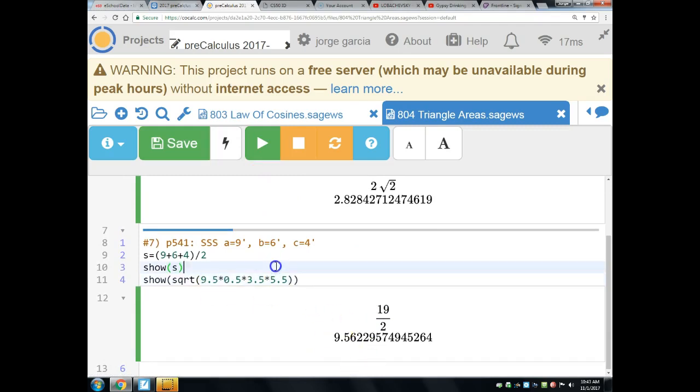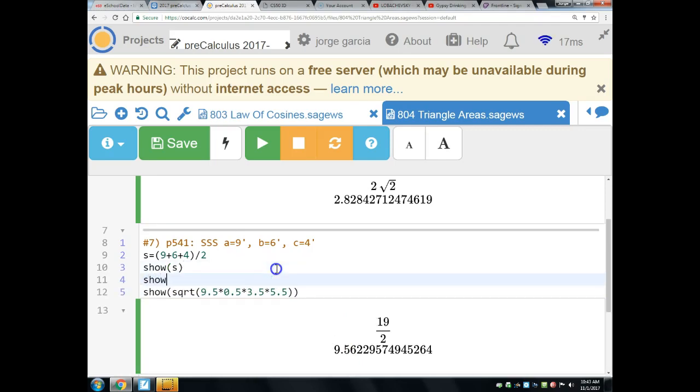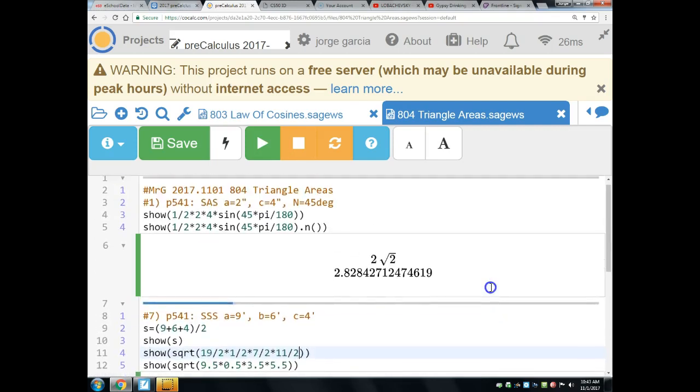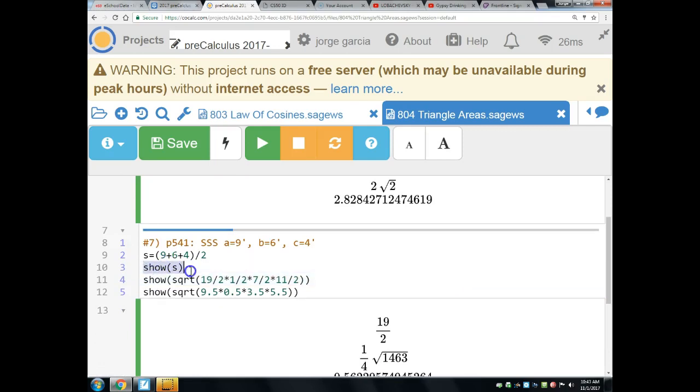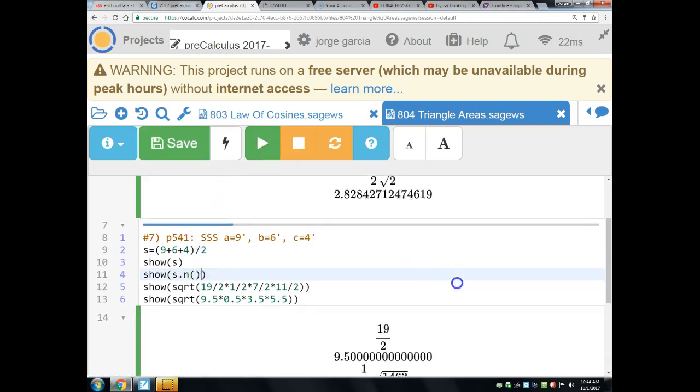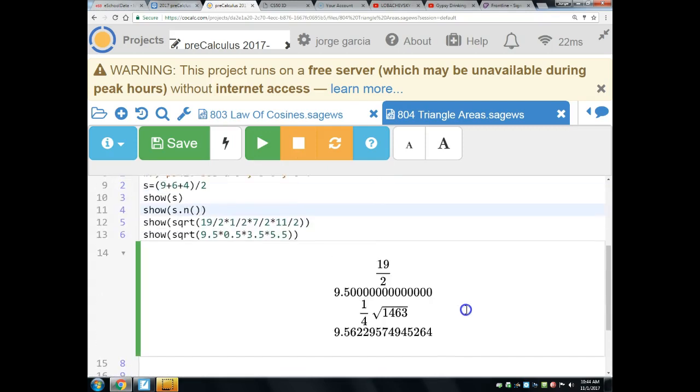Put everything in decimals. How do you get the exact answer? Well, how about we write this? Show the square root of 19 halves times 1 half times 7 halves times 11 halves. And that should give me the exact answer, which was the square root of 1463 over 4. That's it, perfect. All right, so we checked all our work. And if you want to be crazy about it, I guess I could do this. And you're done. Nice. I like it.